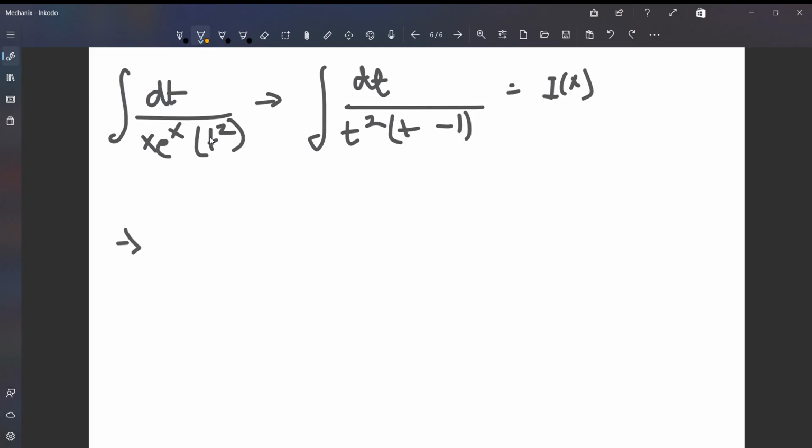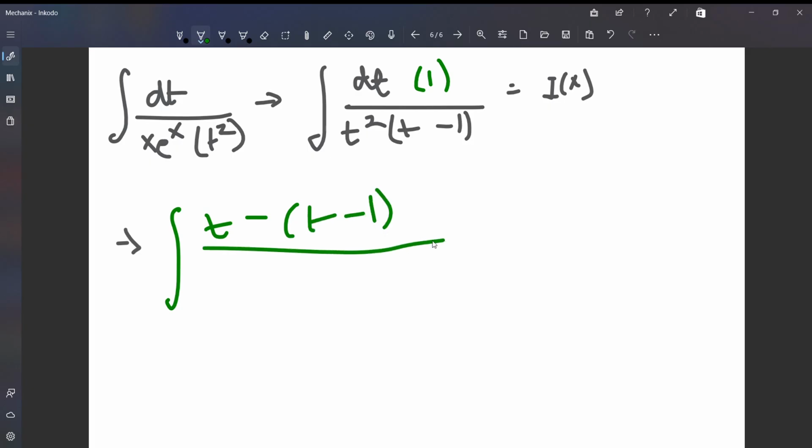So what I'm going to do here is just add t minus 1 and subtract 3 such that I get a 1 here again. So just look at how I do it. So t plus t minus 1 by t square into t minus 1. Now as you can see, I can actually break this integral into two halves.